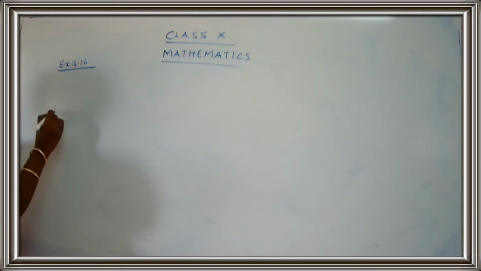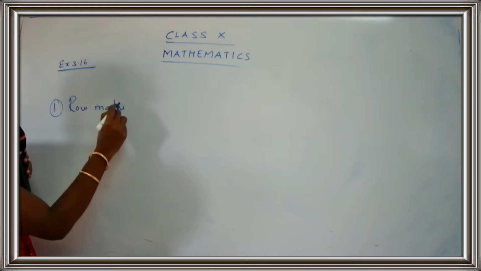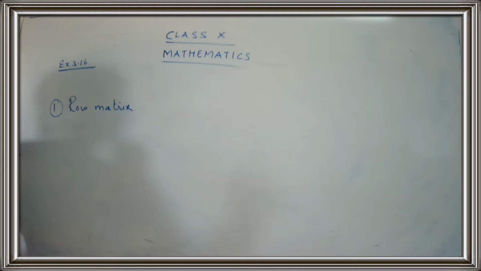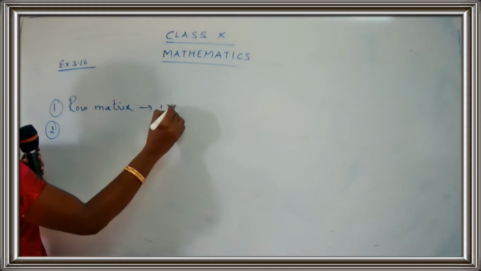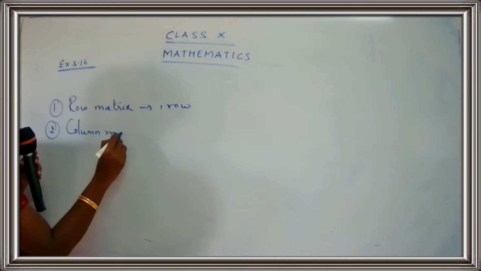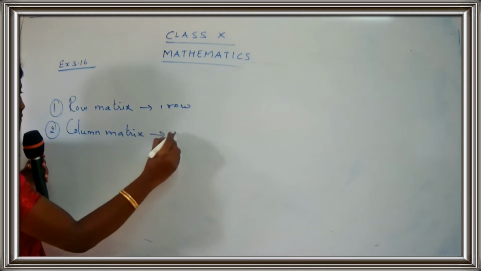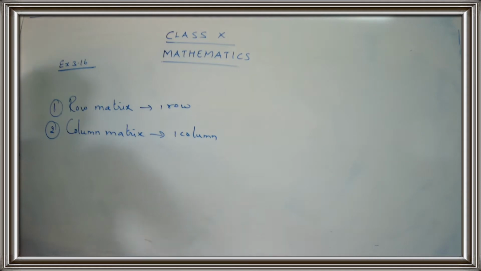Yes, the first one we had a row matrix. What do you mean by row matrix? A matrix having only one row and any number of columns. And here only one row. Okay. Next one was column matrix. What do you mean by column matrix? Only one column. It has only one column and any number of rows.